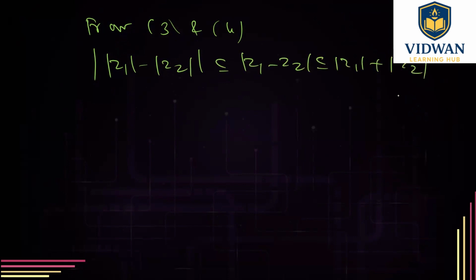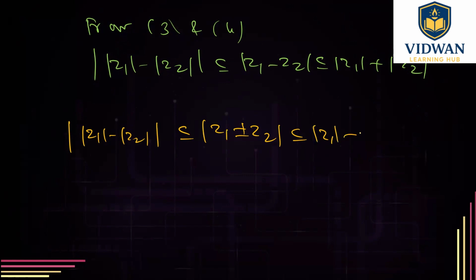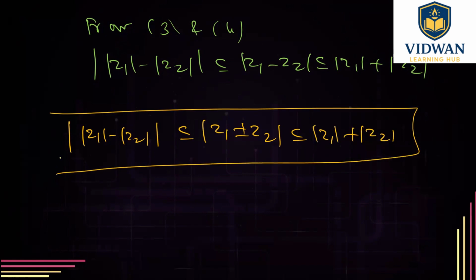This is similar to what we got earlier. Earlier you got a plus here, now you got a minus. So if you combine all of them, the final conclusion would be mod of mod Z1 minus mod Z2 less than or equal to mod of Z1 plus or minus Z2. The middle one you can take plus or minus. The last one is mod Z1 plus mod Z2. So all the inequalities together can be clubbed like this.